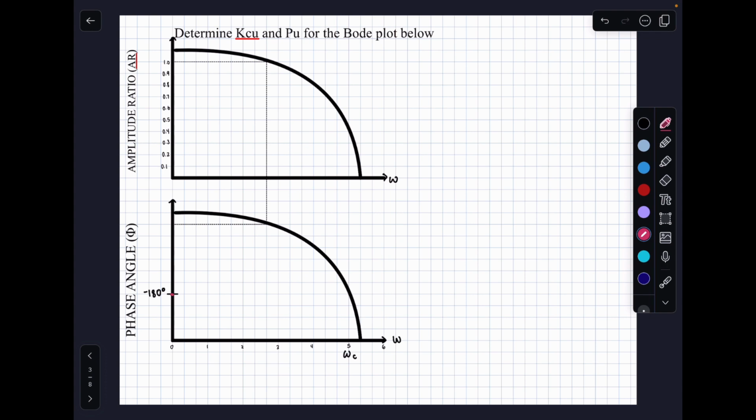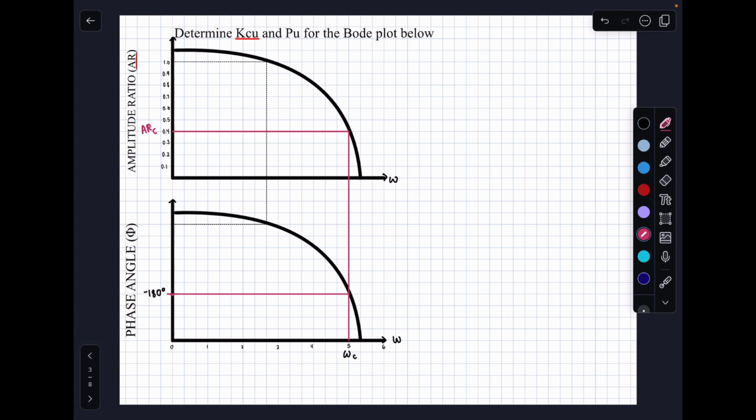So the first step is to start at -180 degrees on our phase angle diagram, and we'll just draw a horizontal line across until it intersects this arc, and then this is where we are at our crossover frequency. So at the crossover frequency, we are allowed to jump to the amplitude ratio graph, and then this is how we determine our critical amplitude ratio, which is 0.4 for this graph.